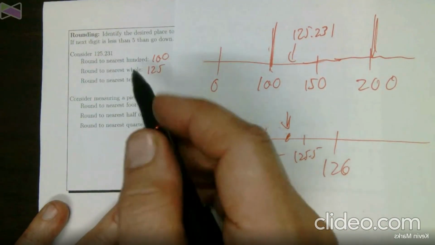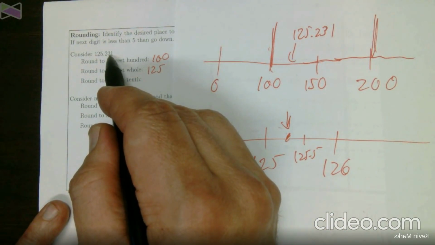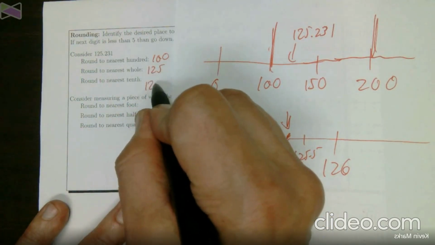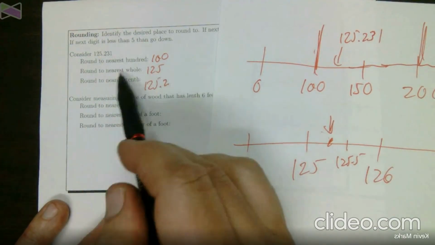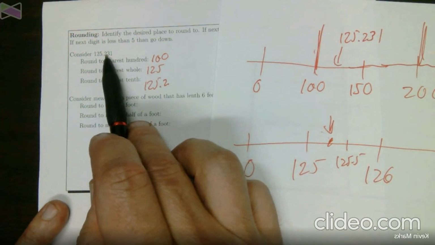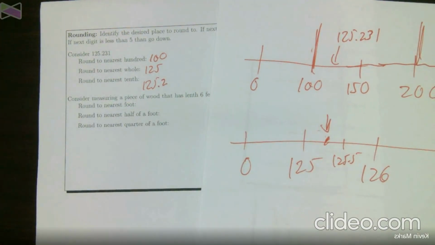What if I wanted to round the nearest 10th? Oh, well, the 10th slot is right there. You look at the next one, that's a 3. So again, you would go down, so it's 125.2, right? But that's the point. You can do it quicker once you get used to it. Just identify what slot you want, look at the right one, and then go up or down. Okay.